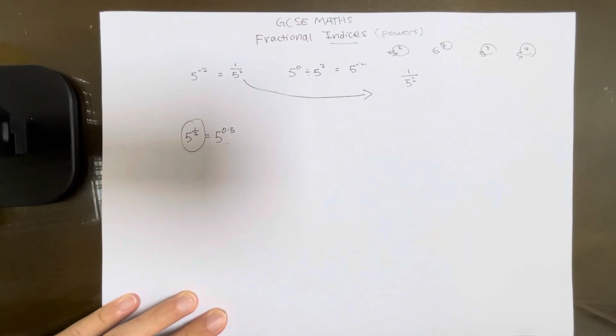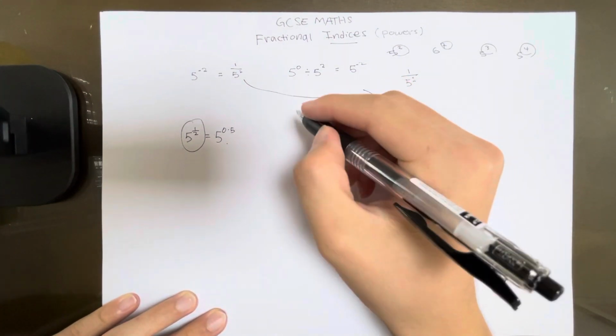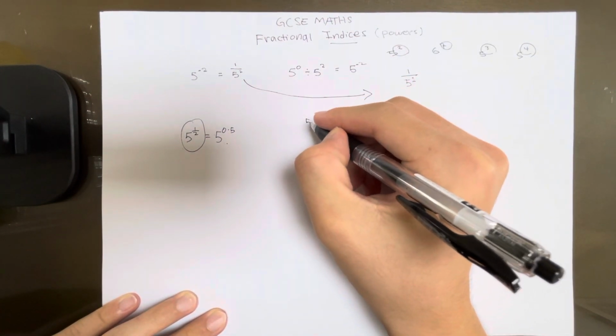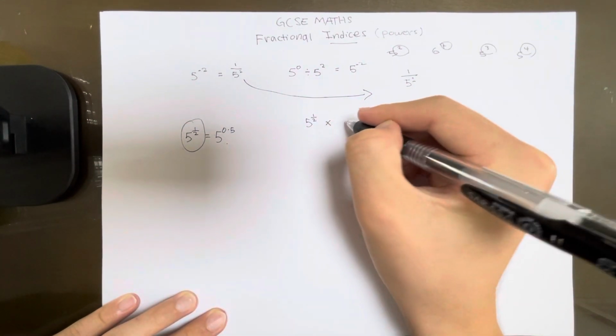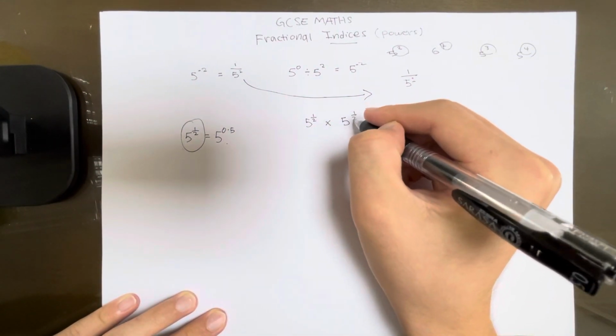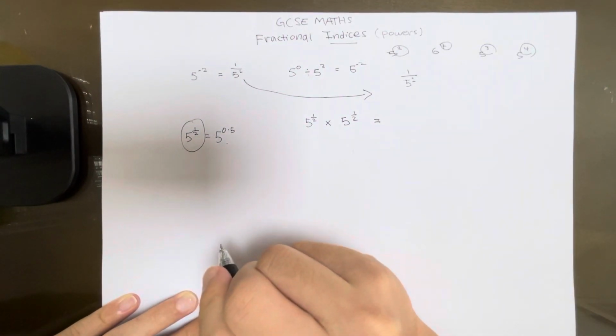So then, what exactly are fractional indices? Well, it's when you have a fraction as the indice, the power. But what do you do with it? So, I'll try to explain it like this. We have 5 to the power of half multiplied by 5 to the power of half. Now, what happens when you multiply? You add the powers, right? So you could simplify this as half.